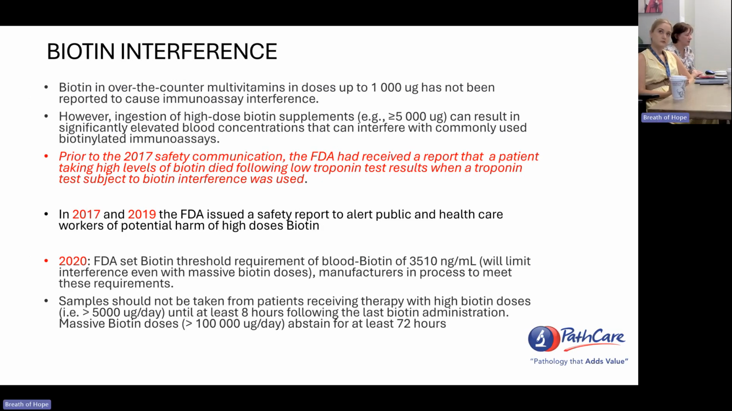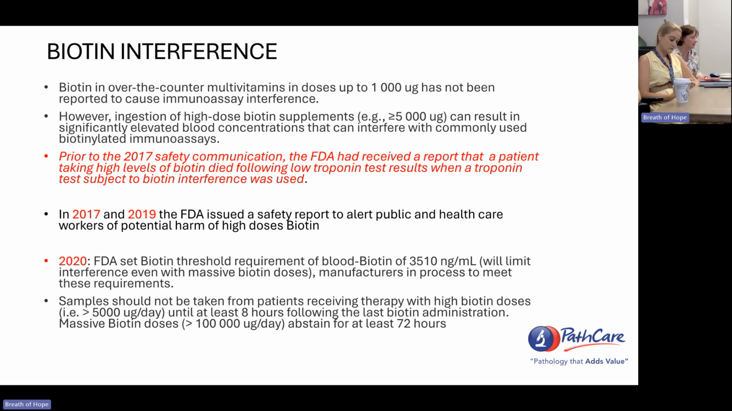If one looks at the literature, then biotin in over-the-counter multivitamins in doses up to 1,000 micrograms has not been reported to cause immunoassay interference. But if you ingest doses of more than 5,000 micrograms, it can result in significantly elevated blood concentrations that can interfere with commonly used biotin-related immunoassays.